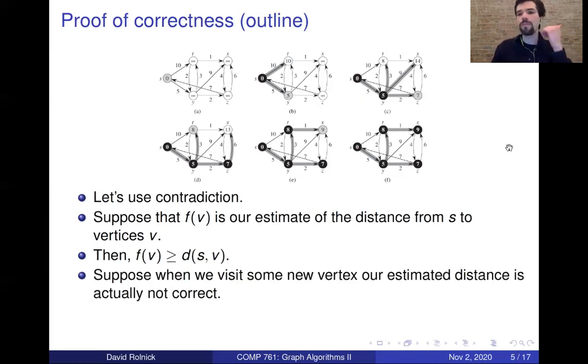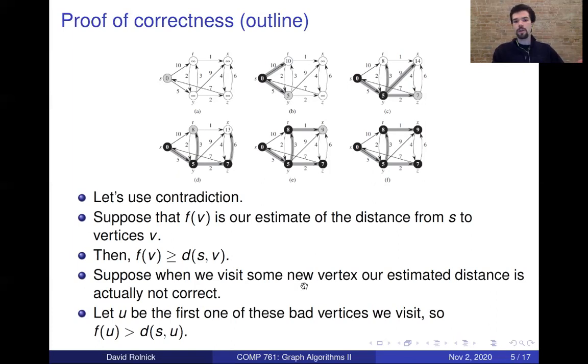So suppose when we visit some new vertex, our estimated distance is actually not correct. That means that we have f(u), if u is our bad vertex, being strictly greater than the correct distance. We know it's greater than or equal to, but if it's not equal to it, then it means it's strictly greater. And let u be the first one of these bad vertices that we visit.